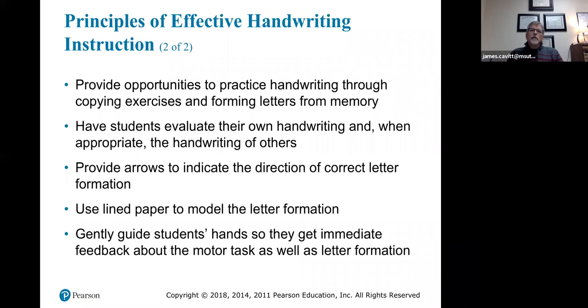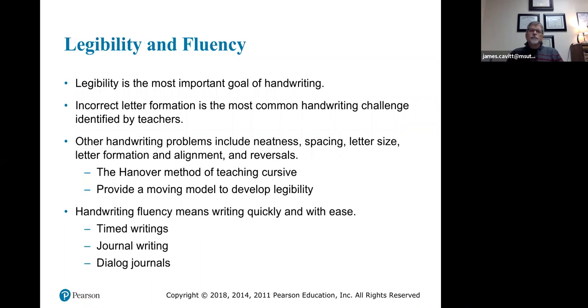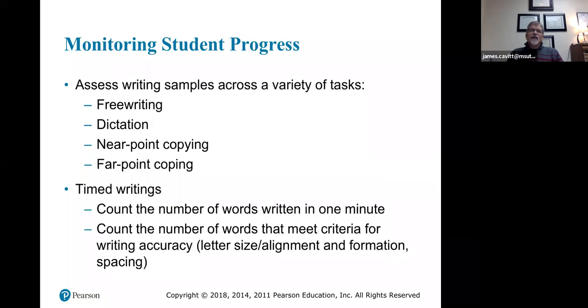Handwriting, practice, practice, practice. Legibility is the most important goal of handwriting, so people can see it, except for doctors. It's just a joke. All right.